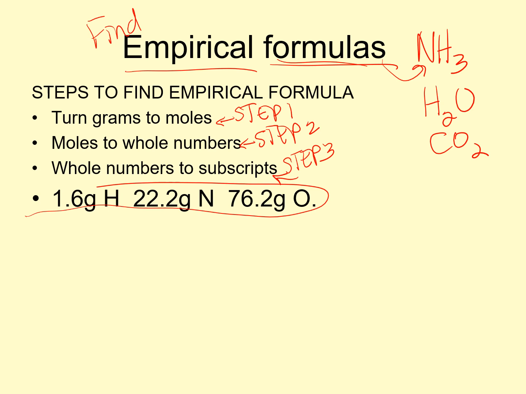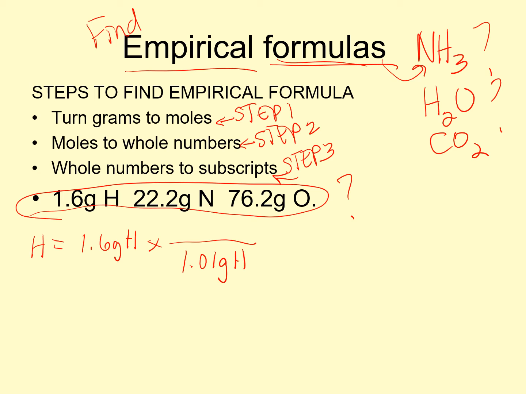Here's a substance, right? It has this information. We know how many grams of hydrogen, nitrogen, and oxygen are in it, but we don't know its formula. We don't know what it is. So step one, we're going to turn grams into moles, and you have to do this for all of them. So let's do H, hydrogen, 1.6 grams of H. Where am I going to go get the grams to moles? The periodic table. So there's 1.0 grams of hydrogen for every 1 mole of hydrogen. Where did I get this? Go get it, periodic table. Okay, and so then when I do that, I find out that that's 1.58 moles of H.